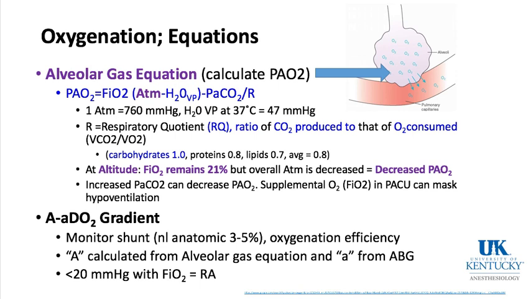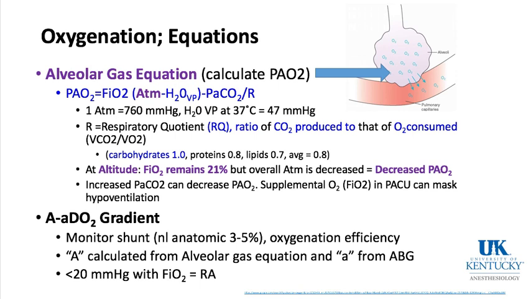Another take-home point from this equation is that if PaCO2 goes up, it can actually decrease the amount of oxygen in the alveolus. An example of this would be a patient in the recovery room who is awakening from general anesthesia and has been given opioids and is hypoventilating. And if they're given supplemental oxygen, as the CO2 builds up in their alveolus, the supplemental oxygen masks the fact that their CO2 is building up.